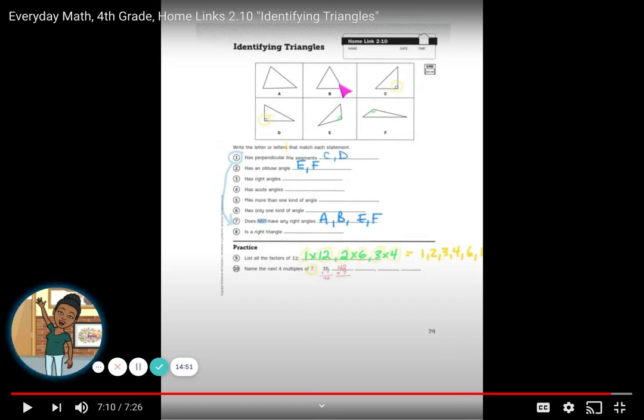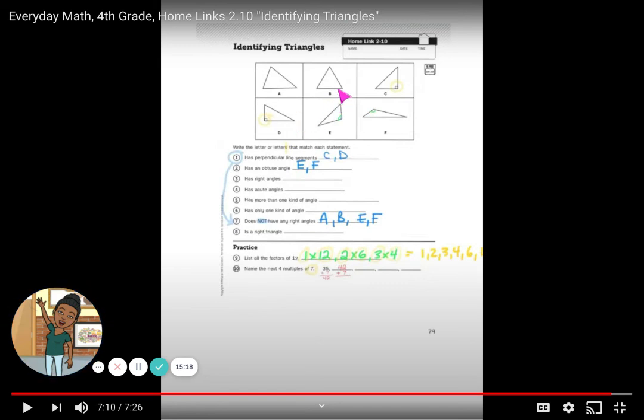These angles are all smaller than the right angle. So they have acute angles. Smaller than a right angle, less than 90 degrees. Even though we can't measure it, we can see that that angle is a little more narrow than this 90-degree angle. Has more than one kind of angle. Which triangle has more than one angle?